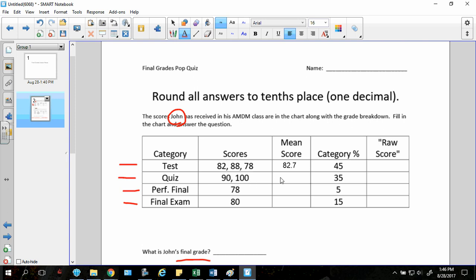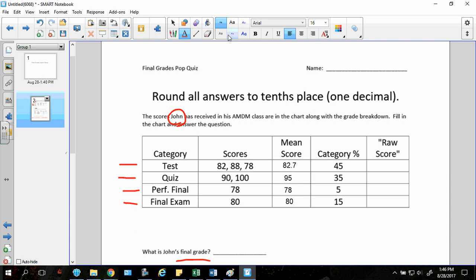For the quizzes, 90 and 100, we end up with 95. The performance final being 78, that's easy. That's just 78 because there's only 1, and then the final exam was 80. So these were all of our mean scores here.